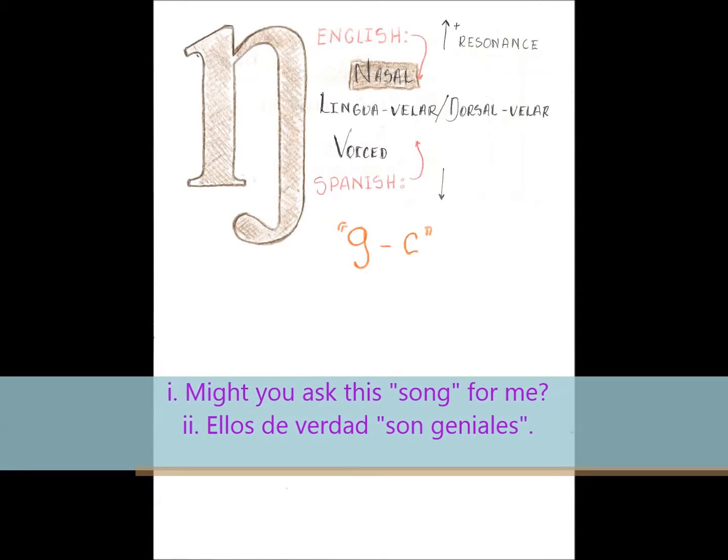As in the case of the n, this sound is nasal and voiced, but it has more resonance in English than in Spanish. This phoneme is a lingual velar or dorsal velar sound. Generally, at the level of grapheme, this phoneme is always present in company of the grapheme G and C.